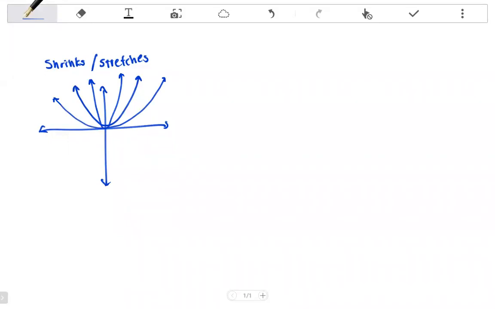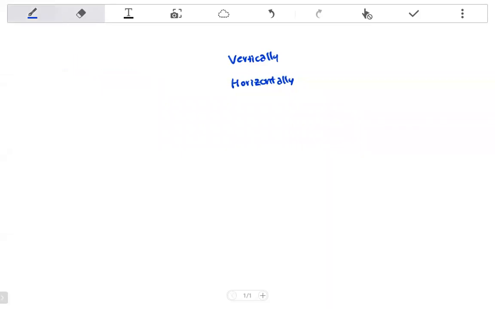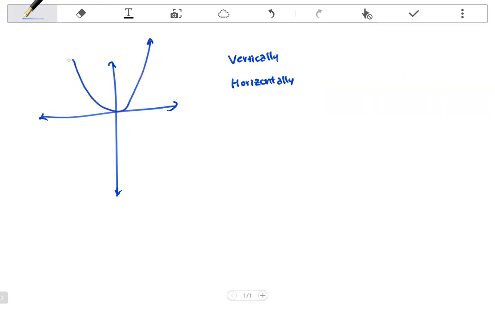There are two types of shrinks and stretches: vertical shrinking and stretching, and horizontal shrinking and stretching. So let's do vertical shrinking and stretching first. Okay, we have a graph y equals x squared. If I say I want to vertically stretch this graph, does anybody have a thought on what that means? What do you think I mean if I say I want to vertically stretch this graph?